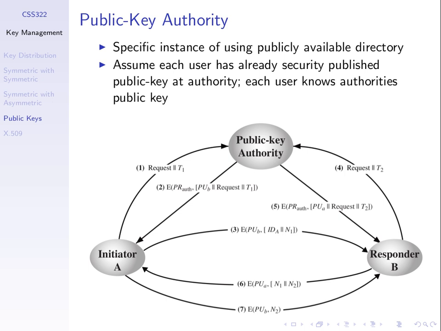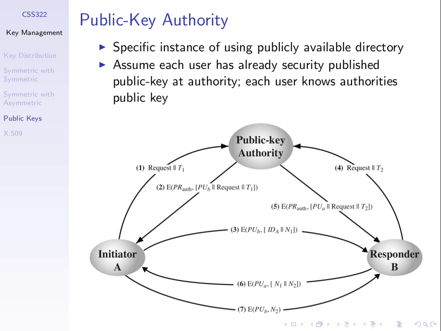Recall, when we encrypt with a private key, anyone can decrypt, but it's a confirmation that it came from that user. So A requests B's public key in step one. In step two, the public key authority sends back B's public key because the authority has it. It's stored in the directory. And importantly, they sign it using their private key.